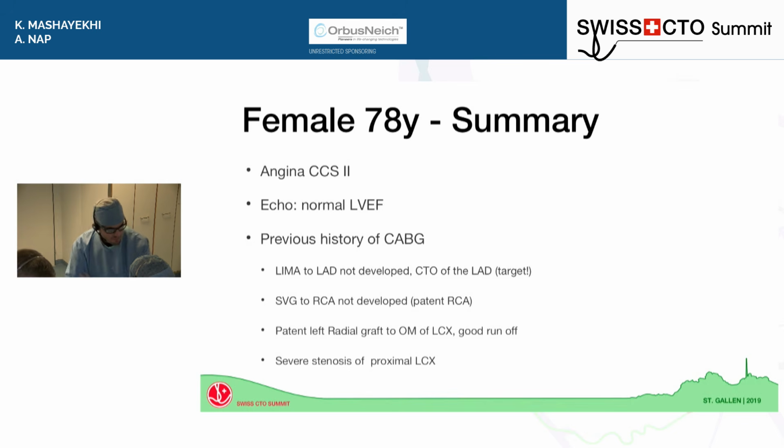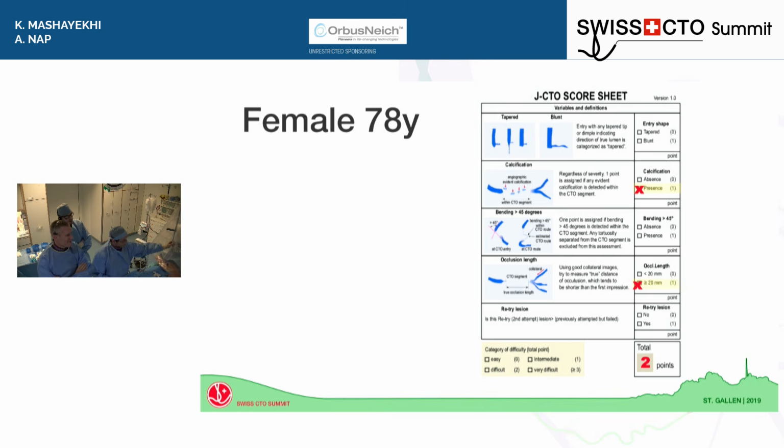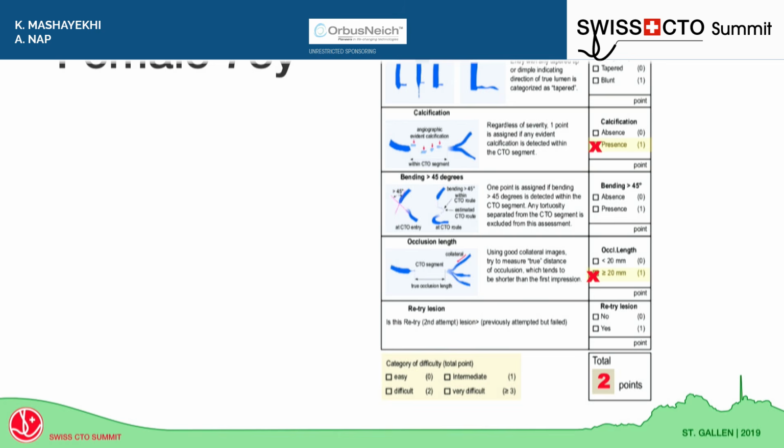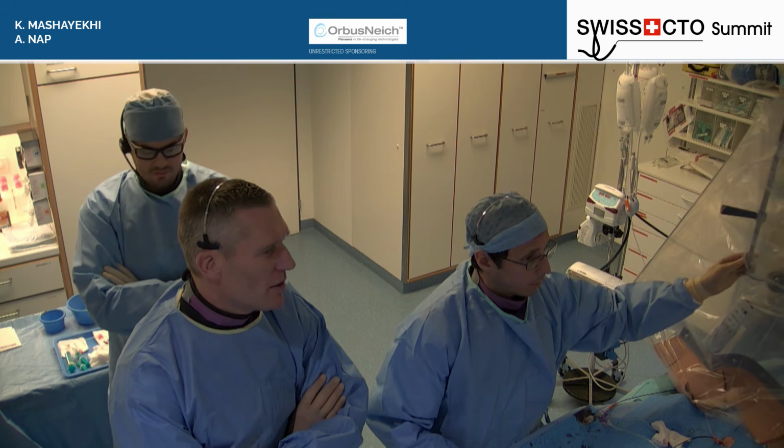So to sum this patient up, we have a class 2 angina, normal LV ejection fraction, patent free left radial graft, occlusion of the LAD, and so we're here for complex PCI again. Next slide. We have a JCTO score around 2 points. And now the question again, what is your strategy? Last picture. Okay, maybe it's good to discuss this within the audience up front.